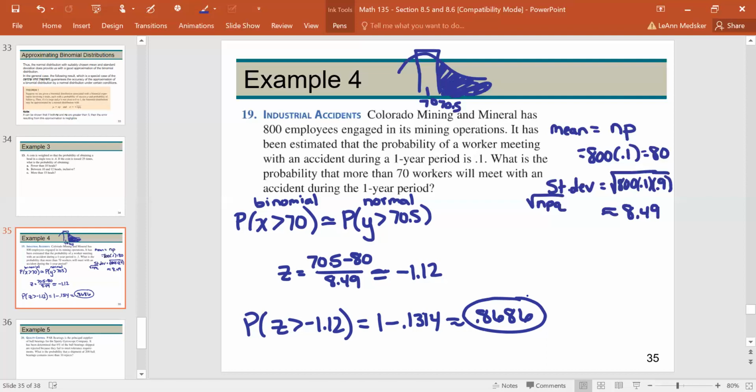And that makes sense to me because they already expected 80. So we're saying even a lower amount or more. So this is the estimate for that.